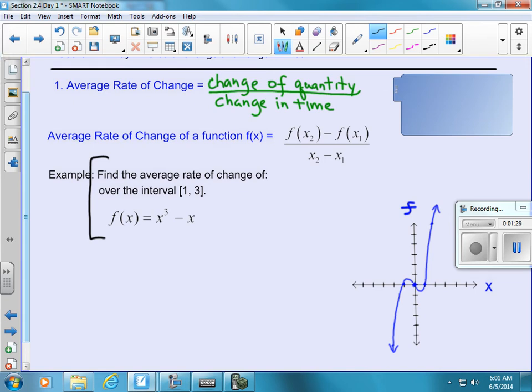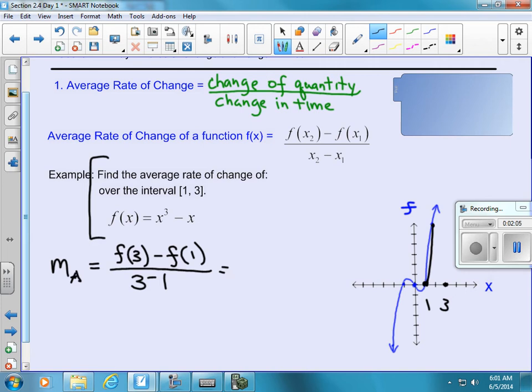Now these are our 2 points. And by the way, this is an interval, not a point, between 1 and 3. That means we're looking over here on the graph at x equals 1 and x equals 3. We're looking at the rate of change or the slope between those 2 points on that curve, between 1 and 3. So we're going to take the function at 3 minus the function at 1, which are the 2 y values, and then take the 2 x values. I'm going to call this m average. This is the average rate of change or the average slope.